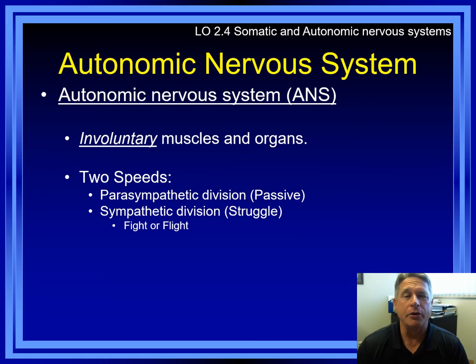So the autonomic nervous system works in two speeds, either a calm passive speed that keeps the body at a nice normal rate, or at a highly accelerated rate if something should be going on that needs to be addressed.